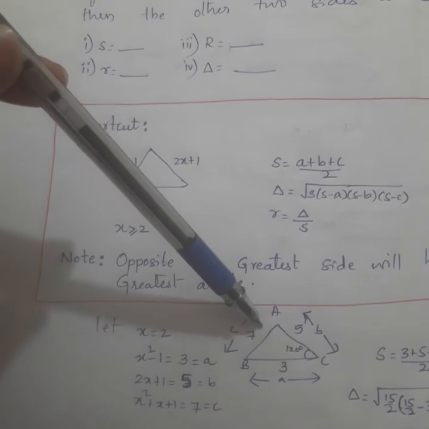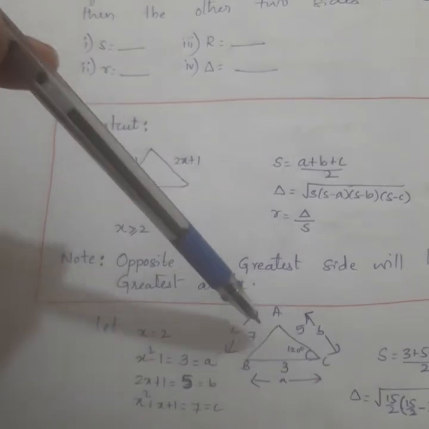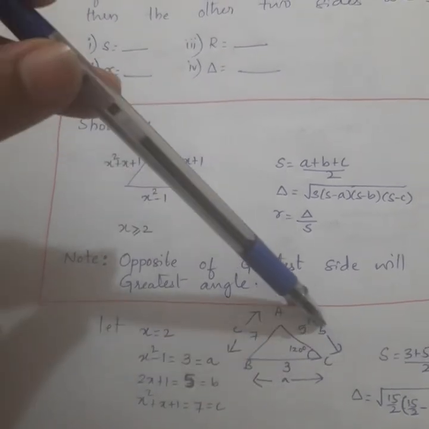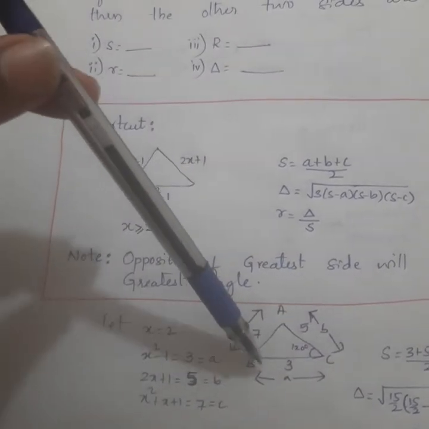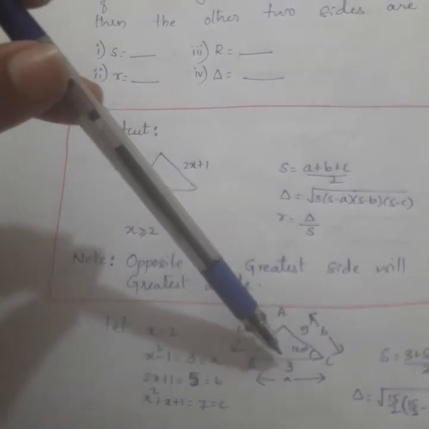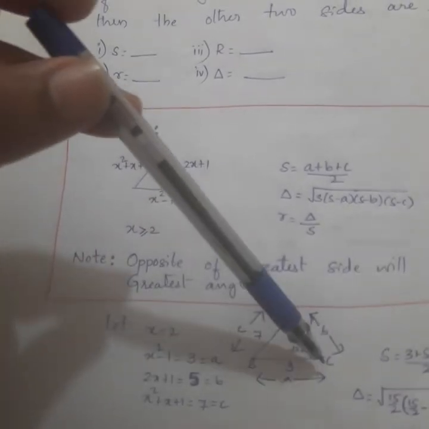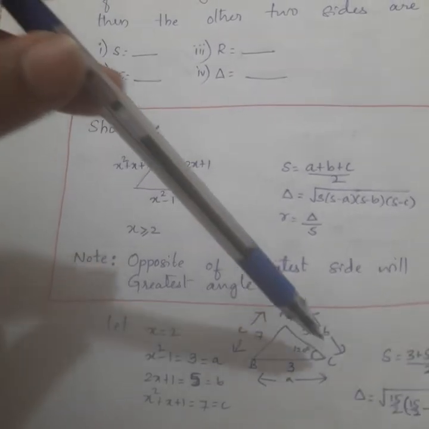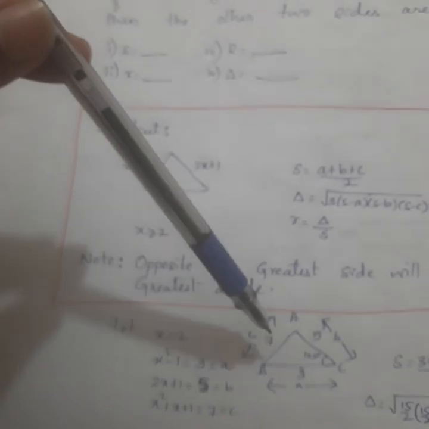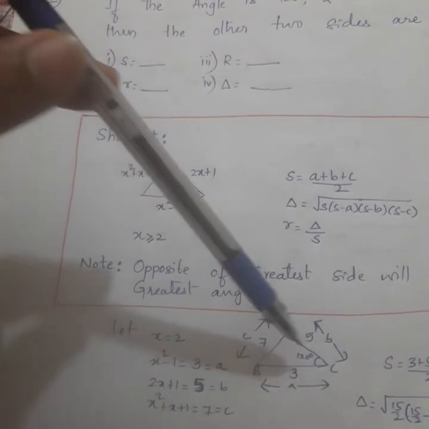So I am writing this is my triangle ABC. A value is 3, b value is nothing but 5, and c value is nothing but 7. This is my side a, this is my side b, and side c. Side a will be opposite to angle A, side b will be opposite to angle B, and side c will be opposite to angle C. Among these, which is the highest side? The highest side is 7. So the greatest angle will be opposite this side.